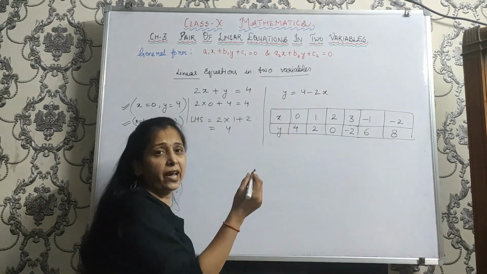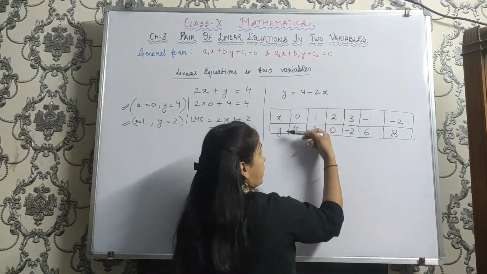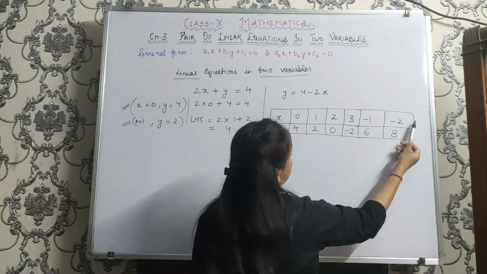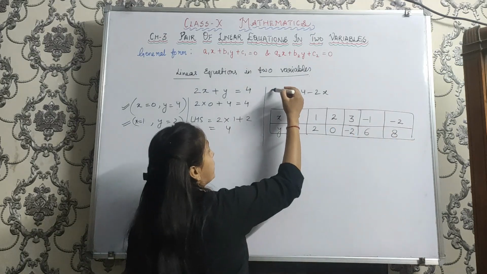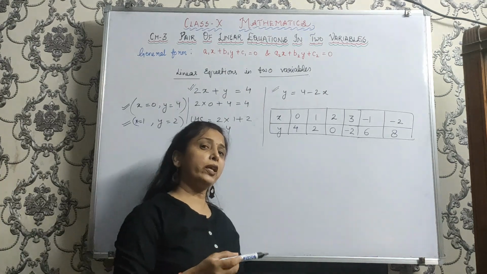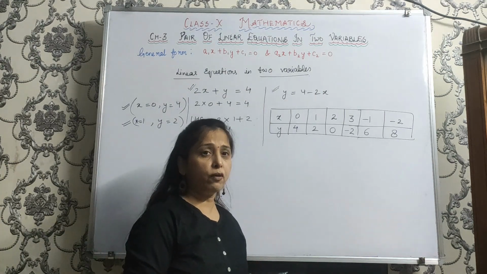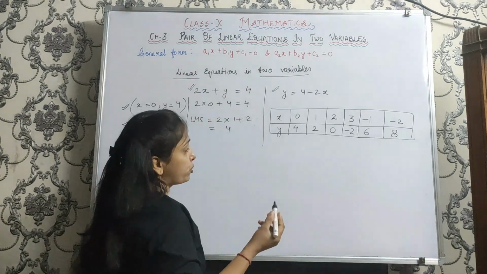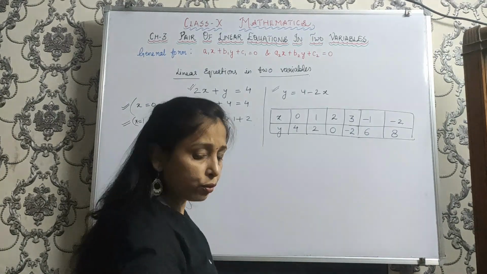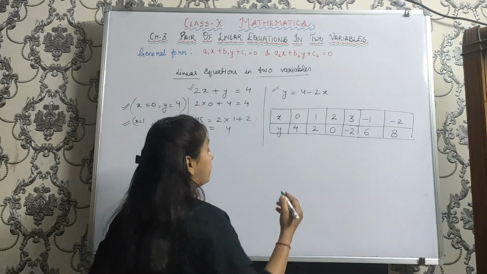So you have seen, we keep putting different values of x and keep finding the corresponding values of y. So here all these are solutions of this equation. It means a linear equation in two variables has infinite number of solutions. And these solutions we had also depicted on the number line, and using the Cartesian plane we have depicted them.